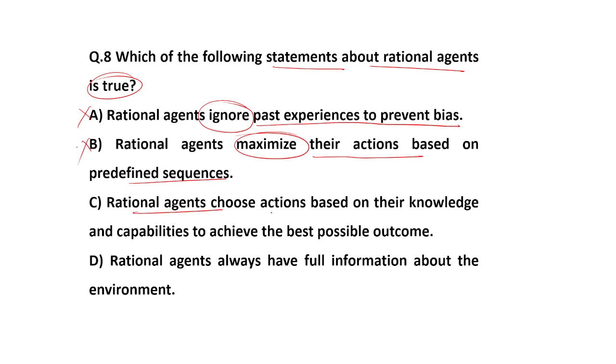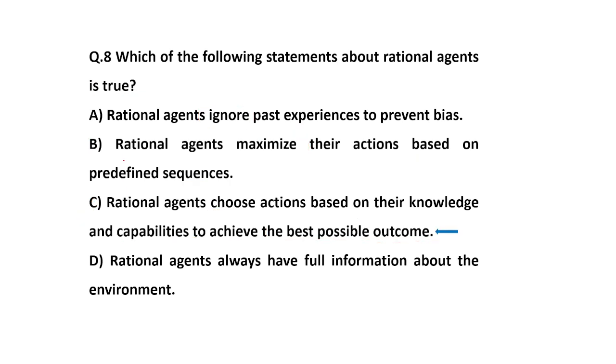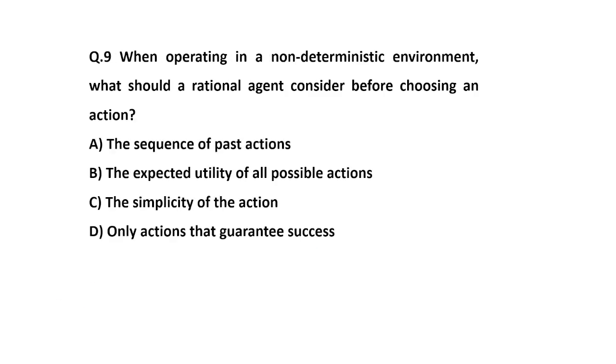Another is, rational agents choose actions based on their knowledge and capabilities to achieve the best possible outcome. This is the key word. Rational agents are always used to achieve their best possible or optimal outcomes. So option number C is your correct answer. Here is the wrong point: rational agents always have full information. No, they don't always have full information about the environment where they are working.